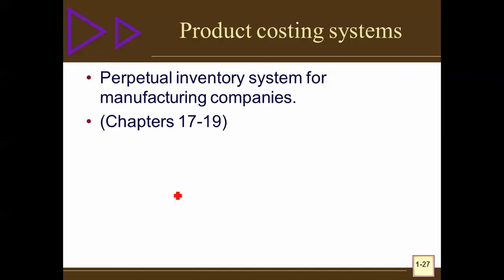Now, product costing here is a perpetual inventory system because we know exactly what the costs are as it goes across the factory floor. There's a job ticket usually that goes with each product, and on that job ticket they record the material, they record the labor, and the overhead.